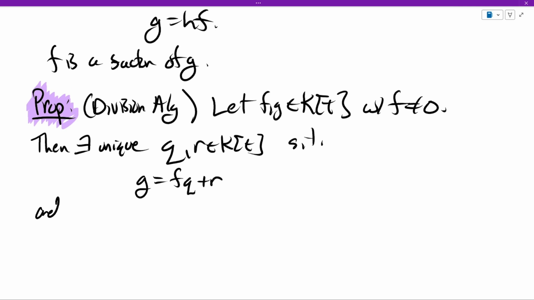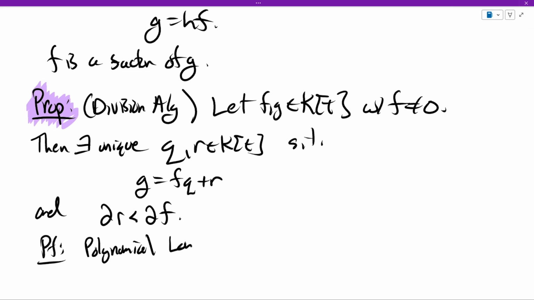And the degree of R is strictly less than the degree of F. And the proof of this, again, we're not going to do, but it's polynomial long division. It's all just polynomial long division. That's all it is.